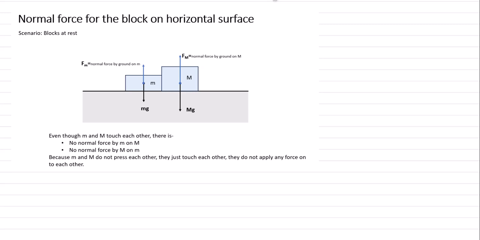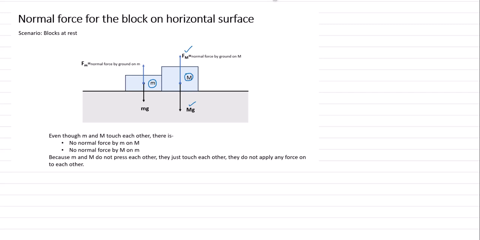Now, let's apply our understanding to the scenario given. We have two blocks of mass small m and capital M at rest on the ground. Since there is no motion along the x direction, we do not have any forces along the x direction. In the y direction also, we do not have any motion, but we still have equal and opposite forces. Talking about the free body diagram for the bigger object, the force acting in the positive y direction will be the Fm, that is the normal force by the ground on M, while the equal and opposite force will be the weight of the object given by Mg.